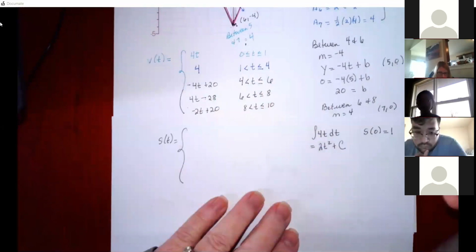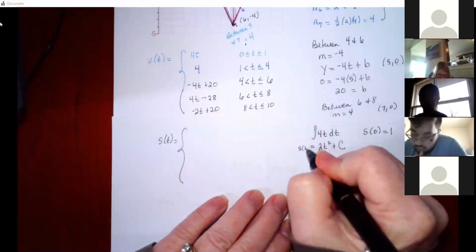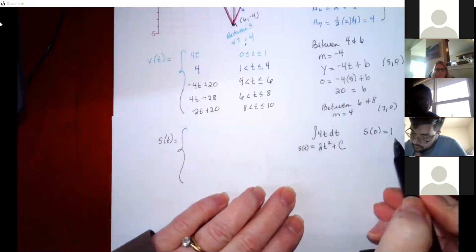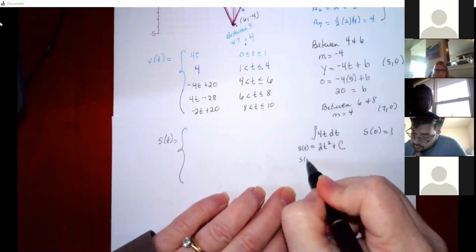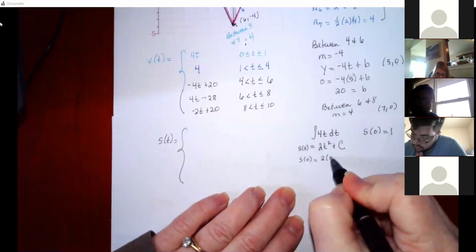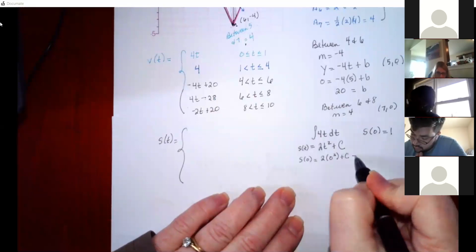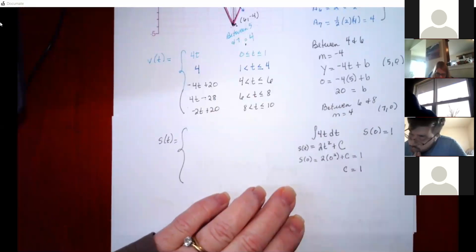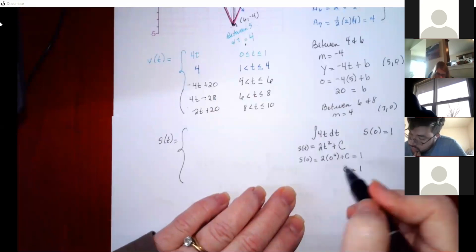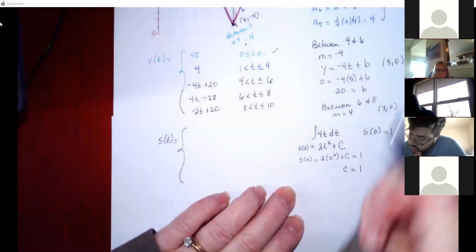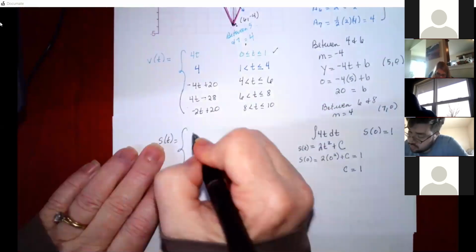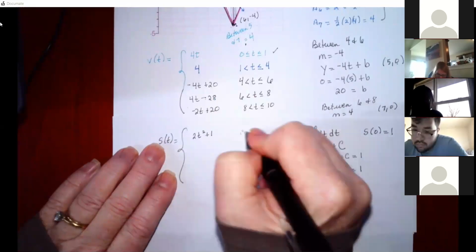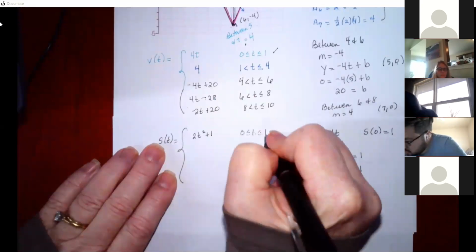What that means is if this is your position function on this first time interval, and we know that the position at t equals 0 is 1, if we replace t with 0, we get 2 times 0 squared plus c is equal to 1. So c will be 1. My position function for this first bit of our velocity function will be 2t squared plus 1, and that will be position on that first time interval.